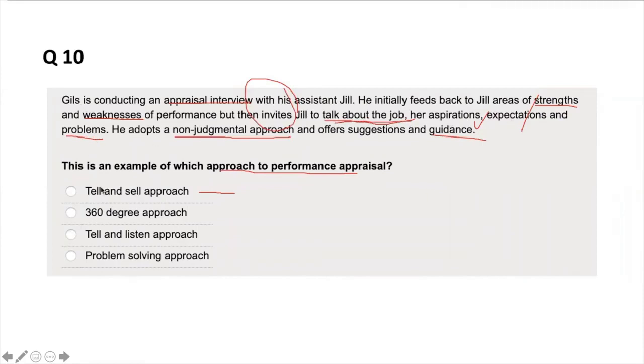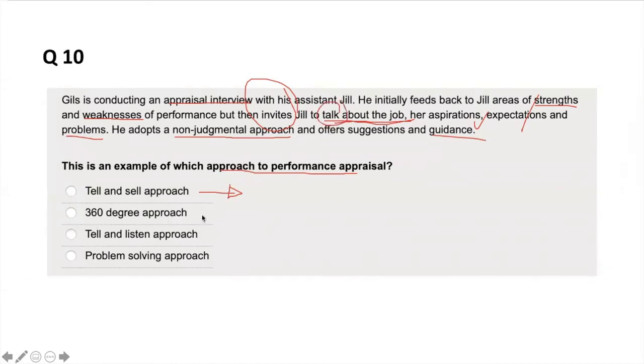So this is not telling and selling in terms of that approach. Telling and selling means telling someone, instructing them what to do, okay? And trying to sell what needs to be done. Gilles is not doing that. He's inviting Jill to talk about the job. That's not telling and selling, okay?